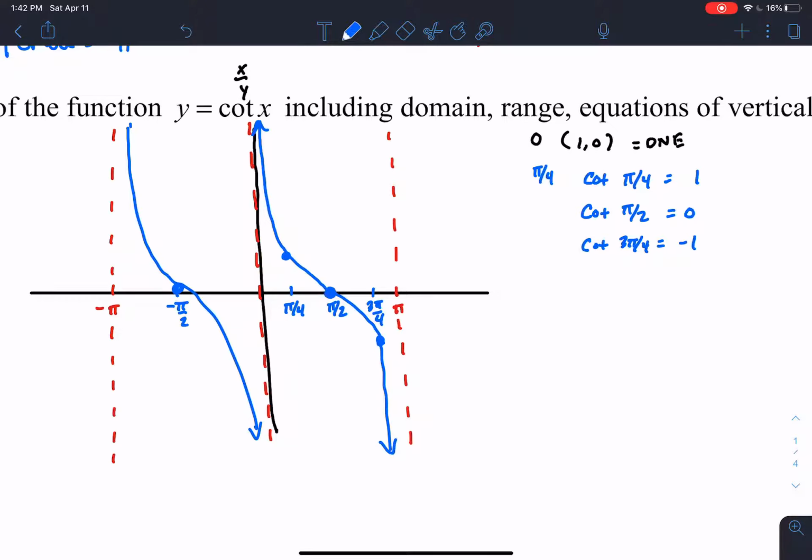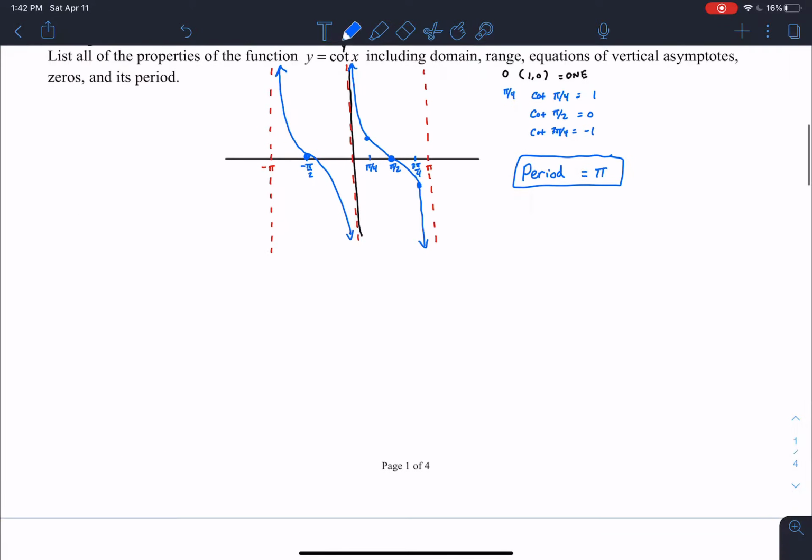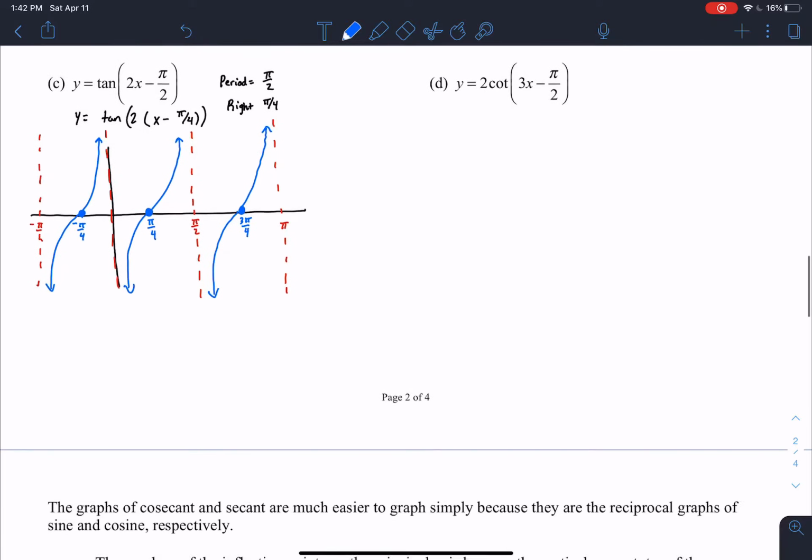So if you have to do the tangent graph, you start with the values and do the asymptotes second. I think when you're doing cotangent, you do the asymptotes first, and then you do the points second. But the period is the biggest thing. It always starts with 1 pi.